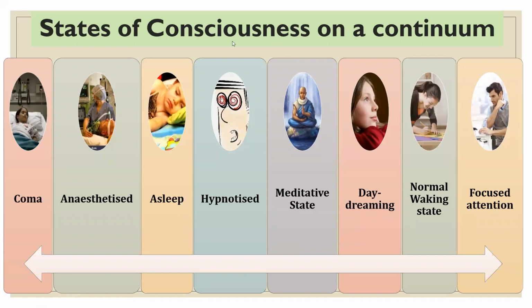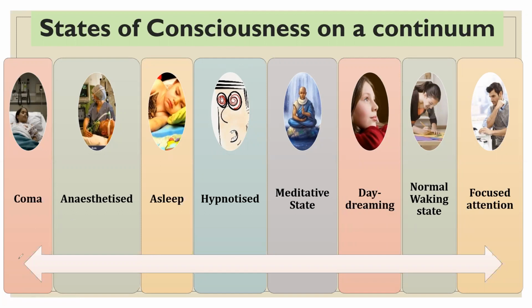Now we've got states of consciousness on a continuum. So now we talked about states of consciousness and how a person can go through different conscious experiences. Specifically, we looked at daydreaming and we looked at focused attention, which are things that usually students show every day when they come to school. There are also other states of consciousness. And if you look on the left-hand side, hold on, let me get my text.